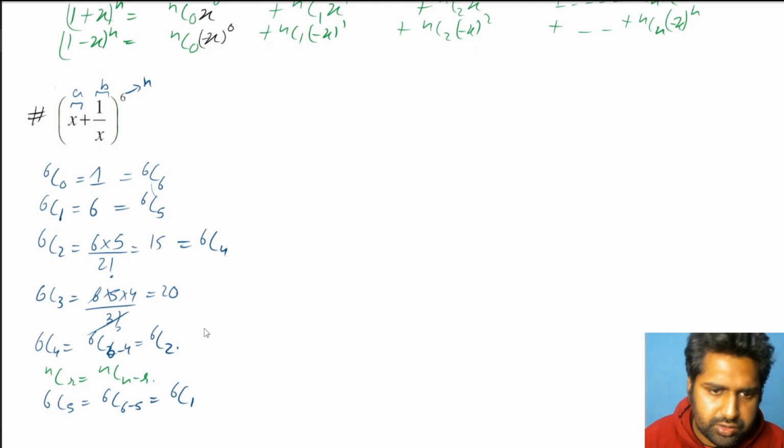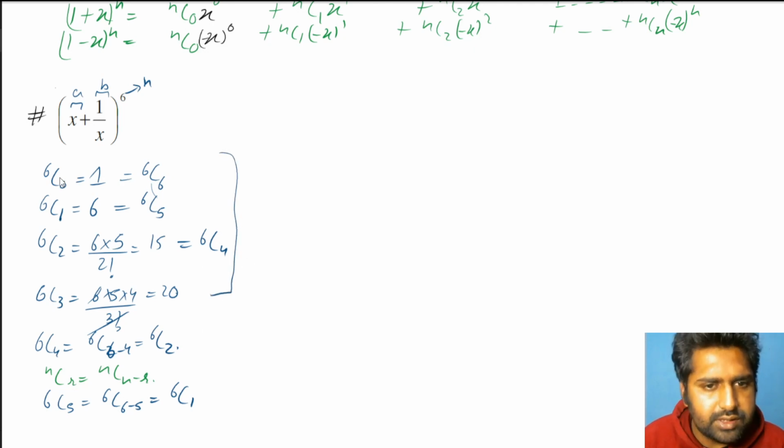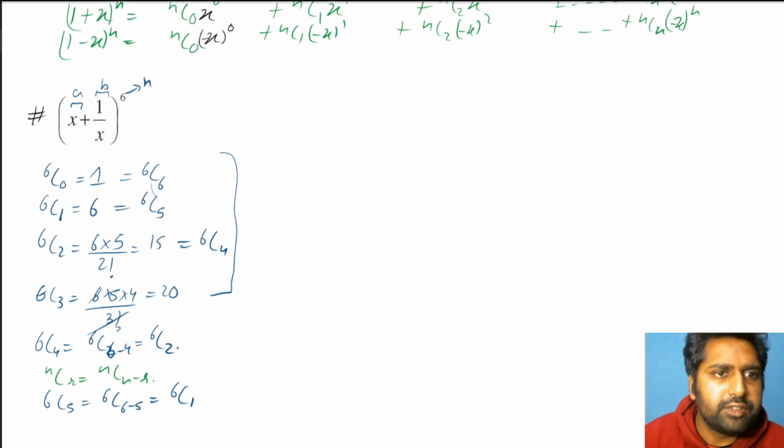So as such, we needed only these values. 6c0 is the same as 6c6, 6c1 is the same as 6c5, 6c2 is the same as 6c4, 6c3 is already 20. And again, even if we subtract using this property, 6c(6 minus 3) becomes again 6c3. Now that we have the values, it will be easier to expand.